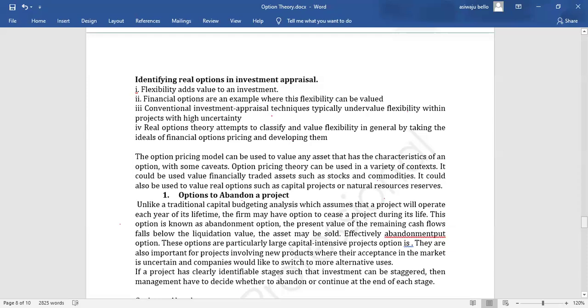Now we can use the concept of option theory to appraise capital projects. How does this work? It is to identify real options in investment appraisal. Option theory provides flexibility in valuing capital investment projects. It enables us to value financial flexibility. Option theory is able to address some of the deficiencies of the conventional net present value method of investment appraisal.